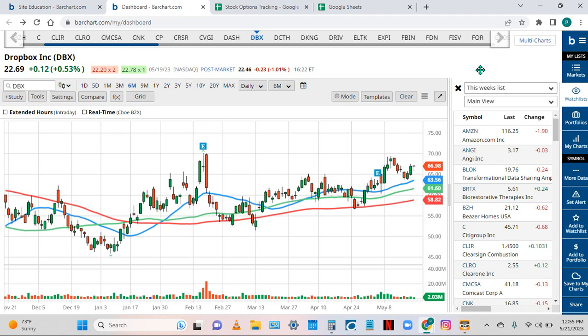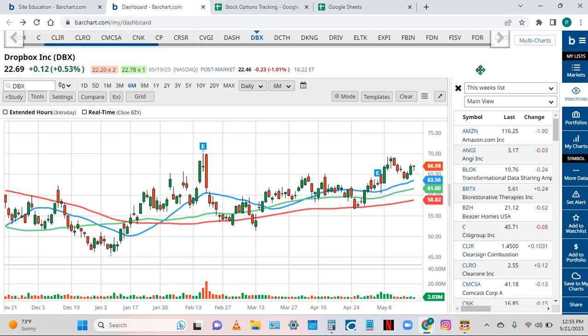Dropbox, this is one that's been on my list for quite a while. It's been kind of back and forth, overall flat. But now you can see the three moving averages are all starting to kind of trend up. It's got a nice buy setup there at the end of the week. You could buy over the high of that last candle. It would give you a decent entry.